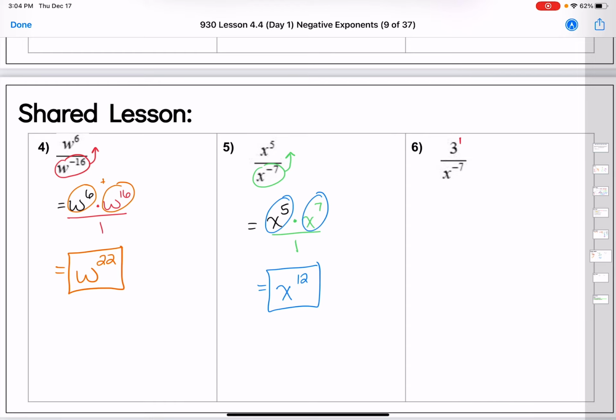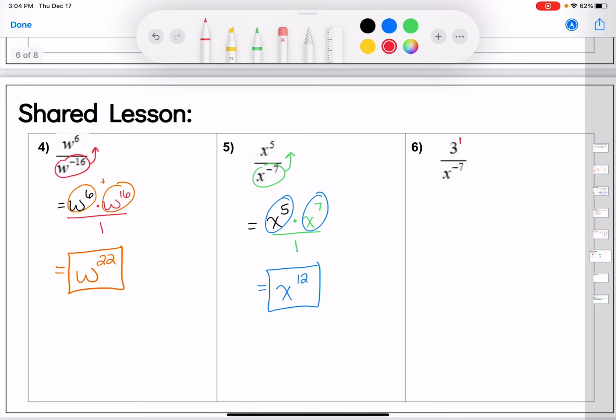So that 3 is not moving. It's going to stay put. The x to the negative 7th, though, needs to move up to the top with it. So this 3 is going to stay on the top of the fraction, and then the x to the 7th is going to move right up there with it, and there's not going to be anything left on the bottom. So we could just write our answer as 3x to the 7th.